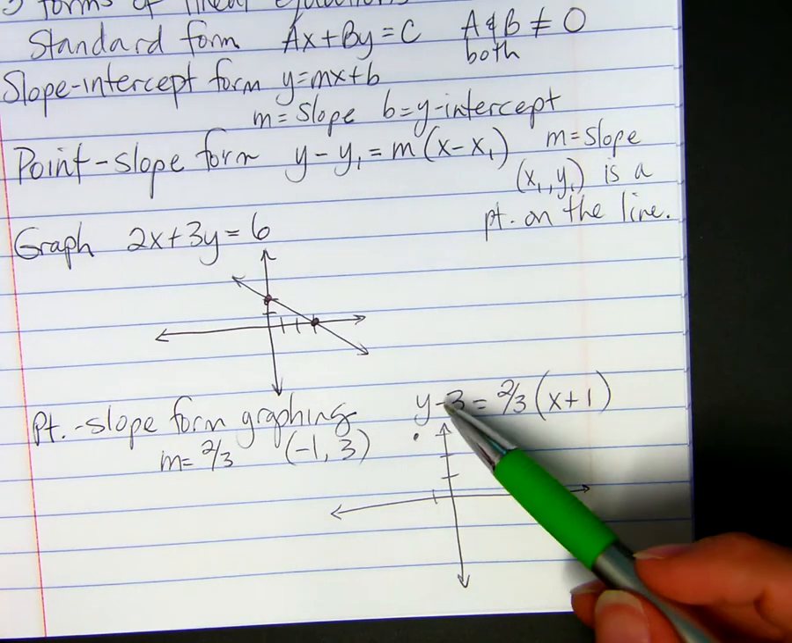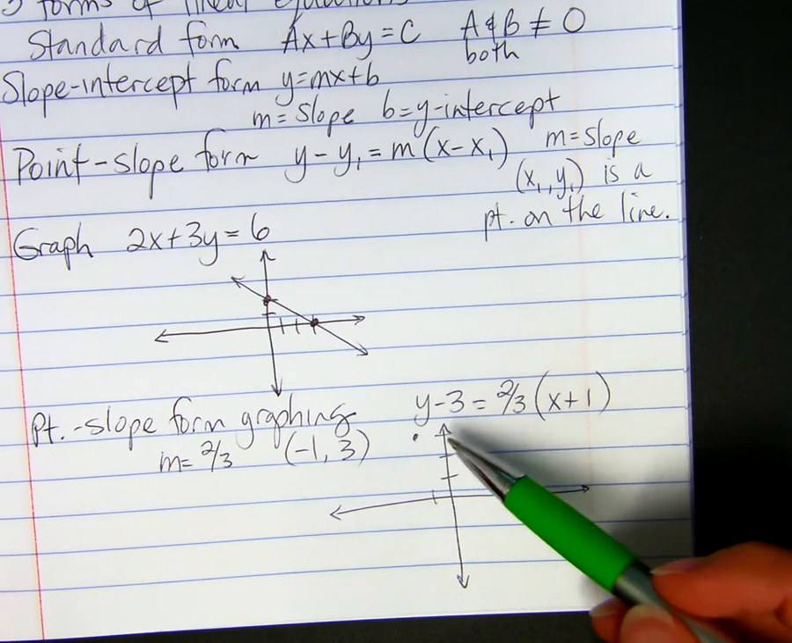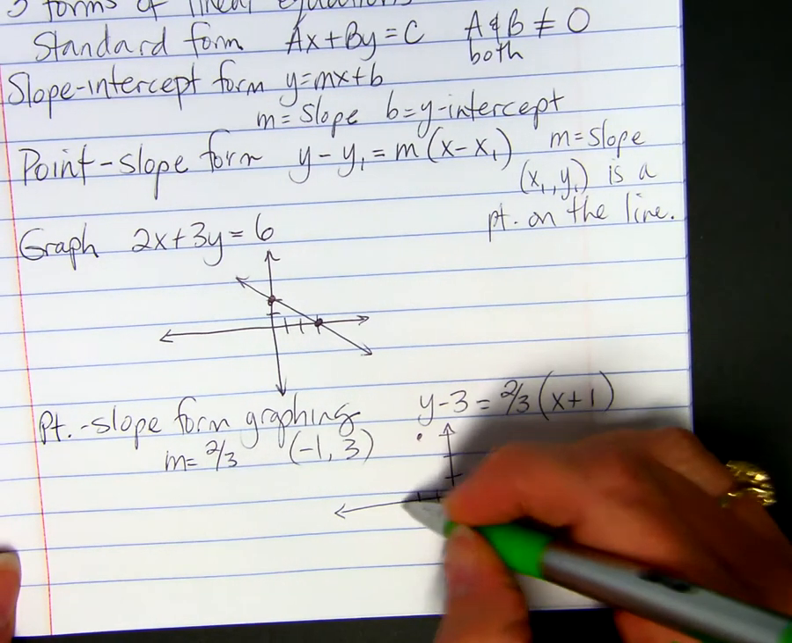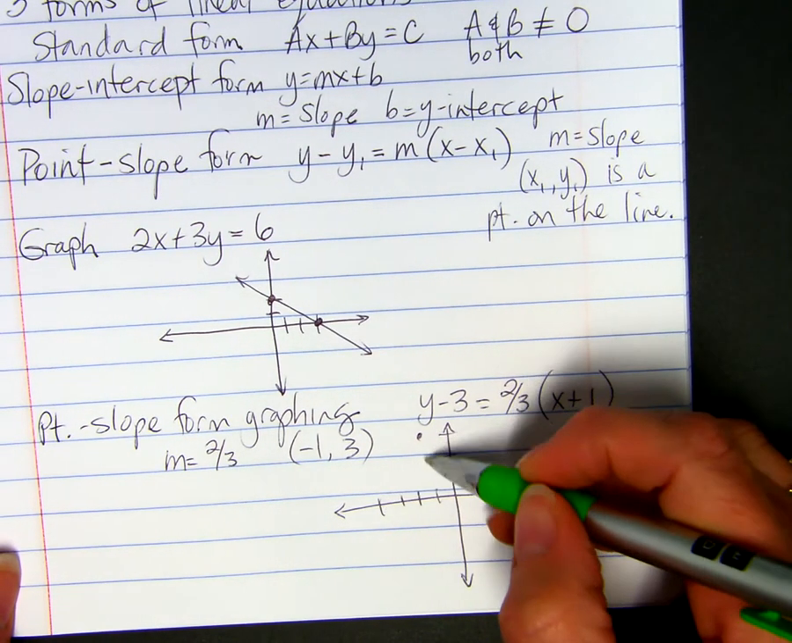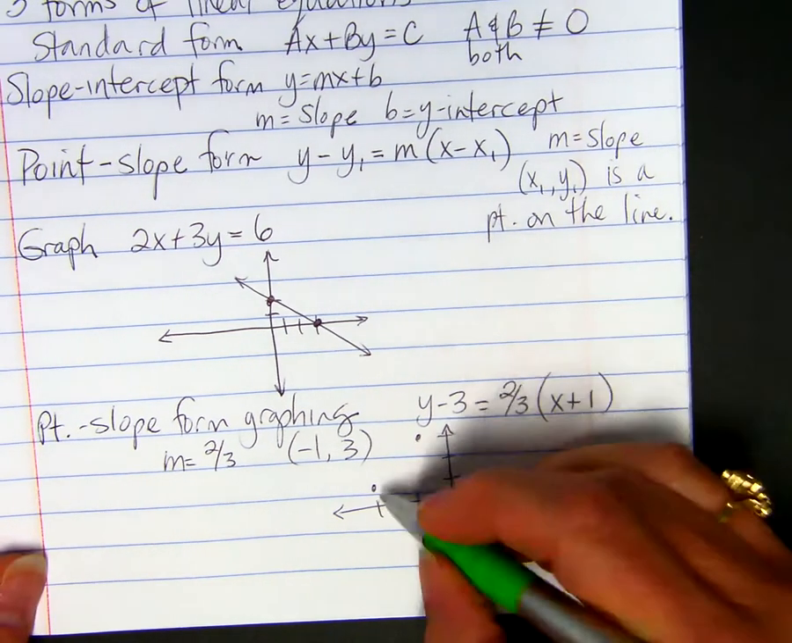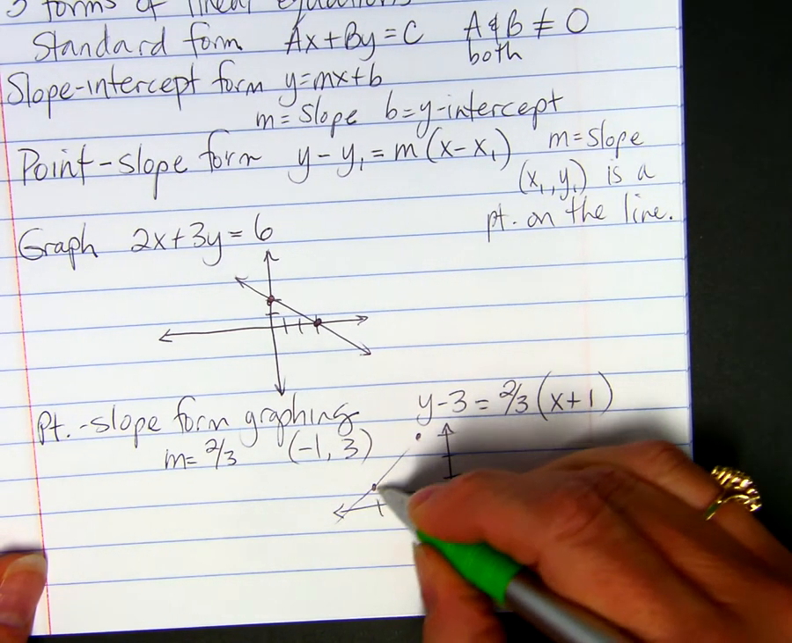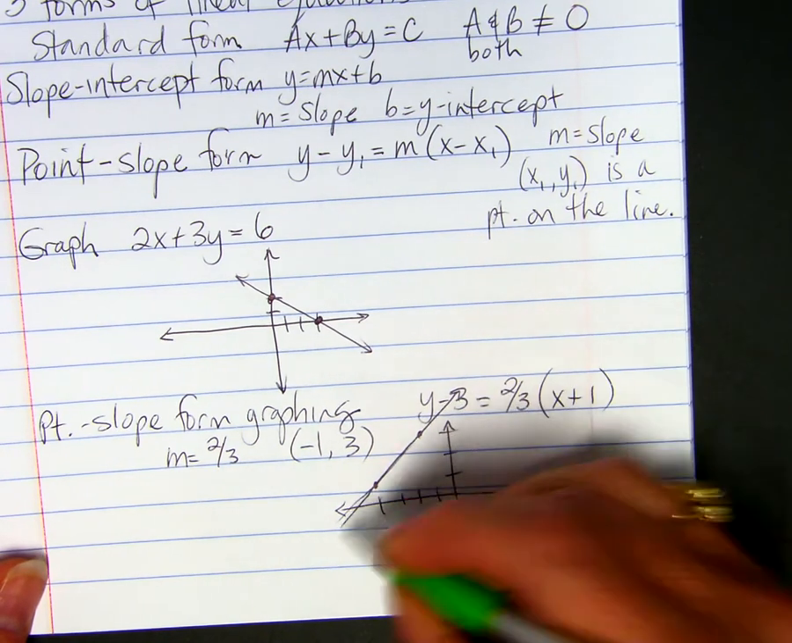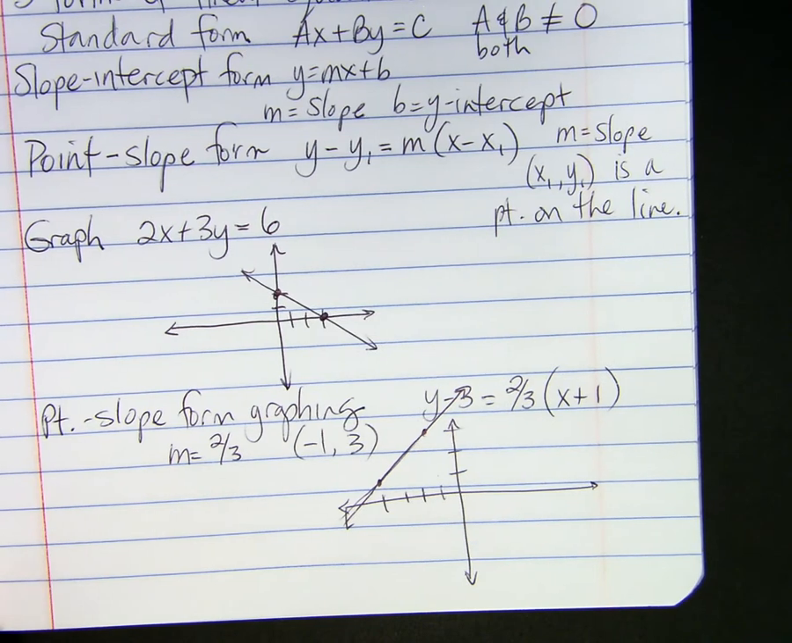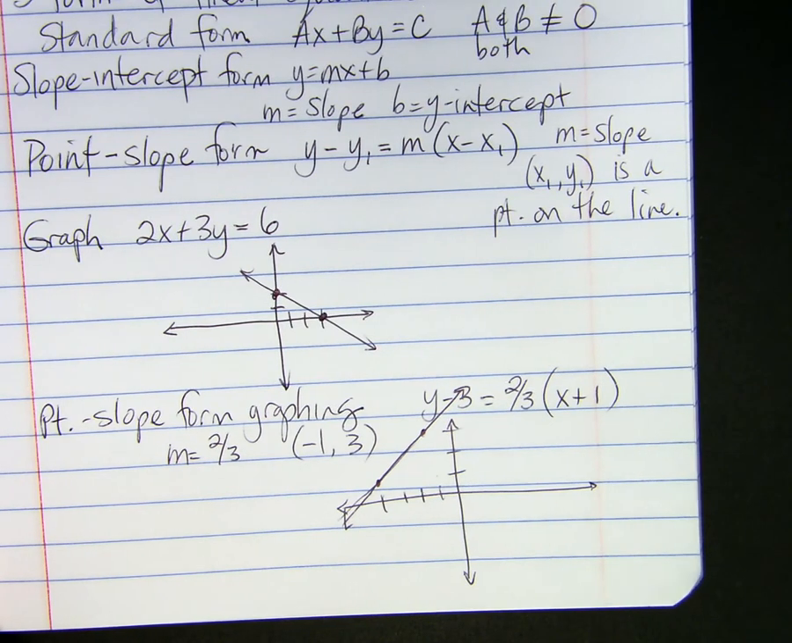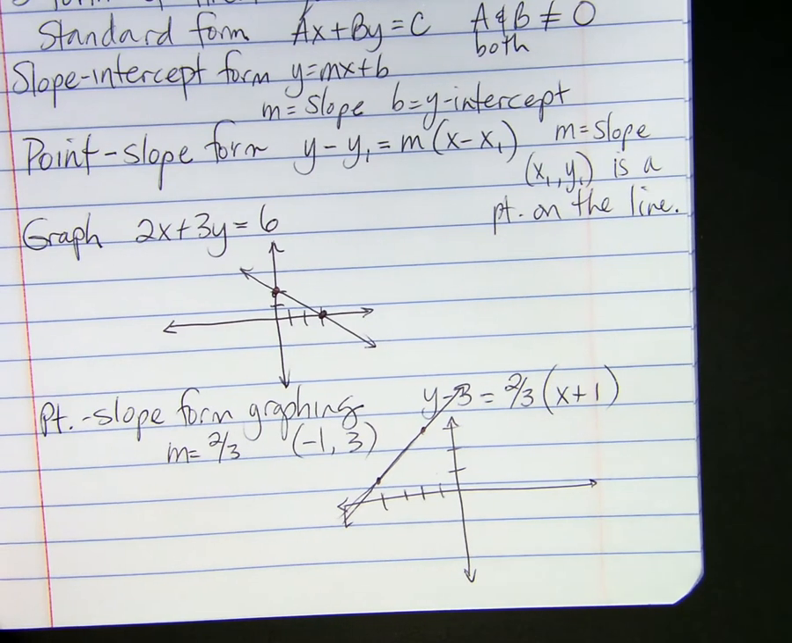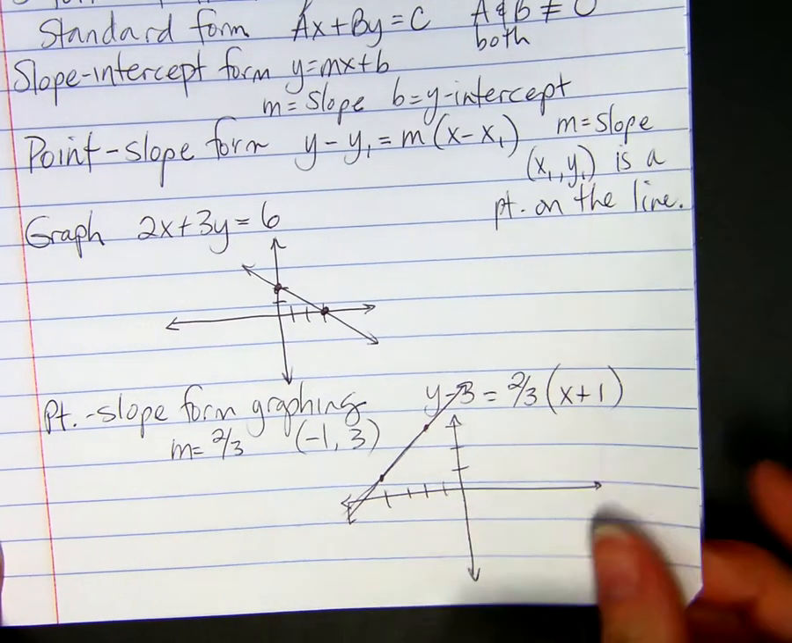Because I can't go up 2 and to the right 3 without going into my writing, I'm going to go down 2 and to the left 3. That'll still be a positive slope. I'm going to go down 2 to the left 3, and then there's that. Oops, make it straight. There we go. And that's graphing in point-slope. If it's in slope-intercept, your point is on the y-intercept, then you do the slope to find another point to connect.